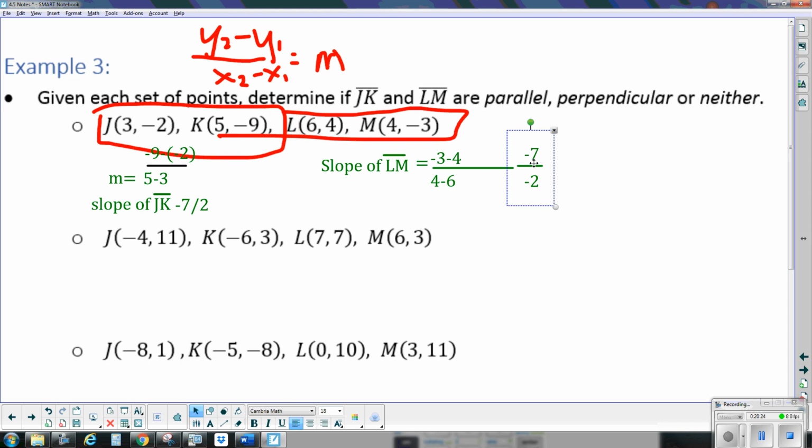And we always want to put our ratios in simplest form. And so when we have a negative in the numerator and the denominator, we can simplify by saying positive 7 over positive 2. Now, if you look at the relationship between these two, the numerator is the same, the denominator is the same, except that one is negative and one is positive. Okay, so these are neither parallel nor perpendicular.